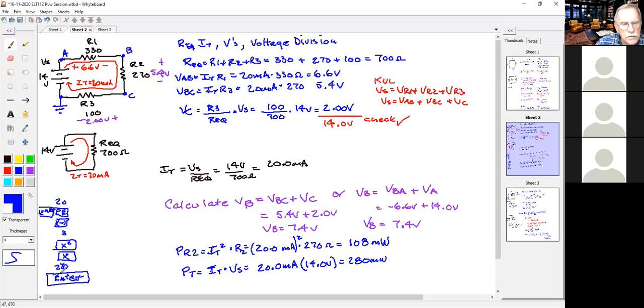I'm really right at the edge of my tablet here. It's awkward to write. So it's 20, second function EE, change sign, 3. That's 20 milli, X squared, times 270, and hit enter. The calculator is sitting there going, I got an exponent and a multiplication. PEMDAS says do the exponent first, so it's going to square this, then multiply by the 270. So it'll make it work.